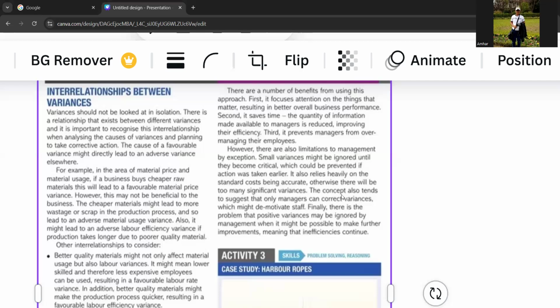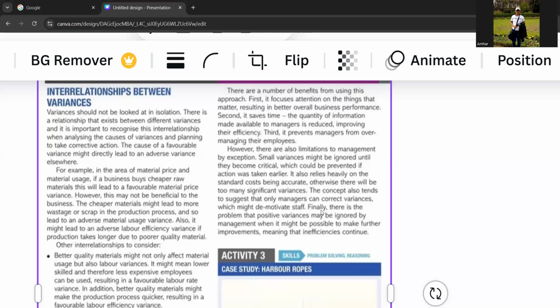And also the concept tends to suggest that only managers can correct variances, which might demotivate staff. So this concept, management by exception, suggests that only management can correct variances. So if there's an adverse variance, only managers can correct them, not the employees. So the employees will be demotivated, right? Therefore, this is a disadvantage.